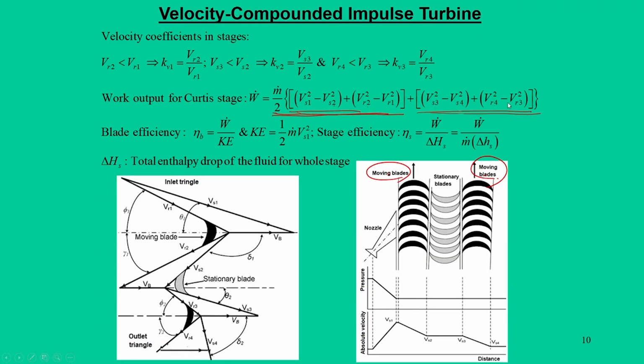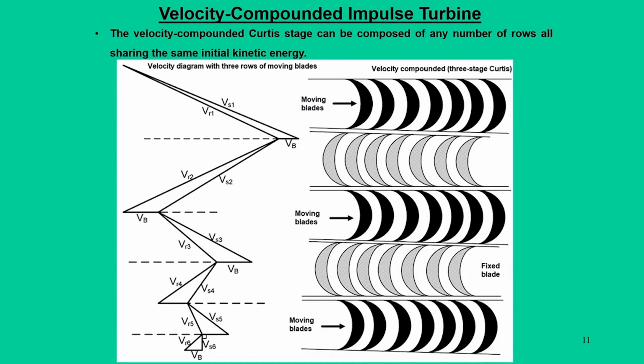Now, once we have work transfer, then we can find the kinetic energy, and remember that for all these cases we have used the same nozzle for all the blades. So, kinetic energy at the inlet is always half m Vs1 square. So, once we have blade efficiency, then we can find out the stage efficiency. Stage efficiency means the enthalpy drop of the fluid for the whole stage. That means, when the fluid enters here and leaves here, what is the drop in the enthalpy in this whole stage. So, this is how we get the stage efficiency.